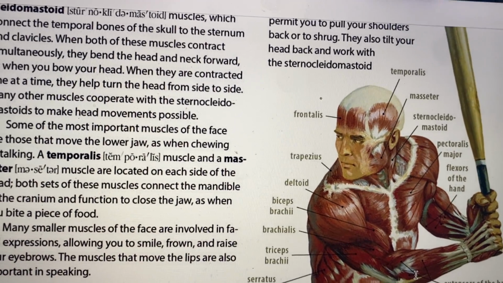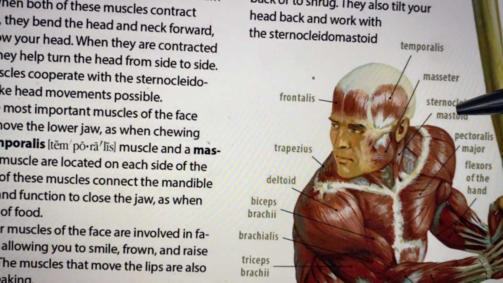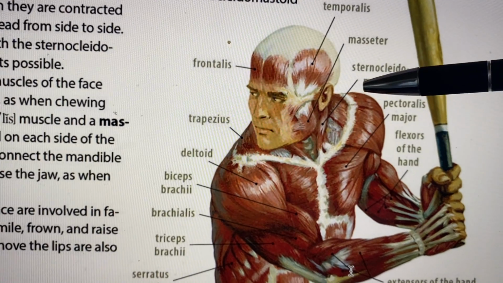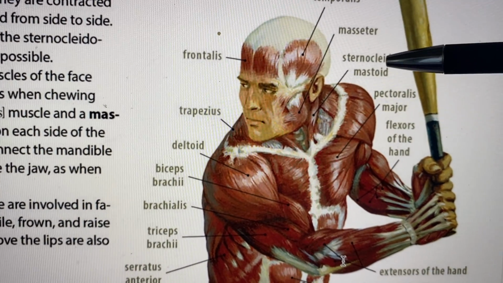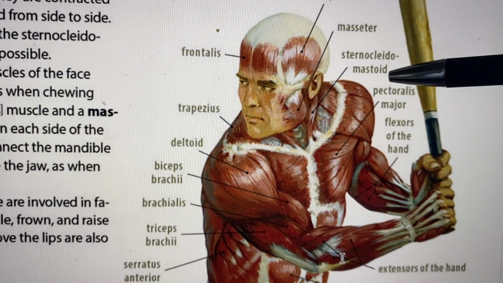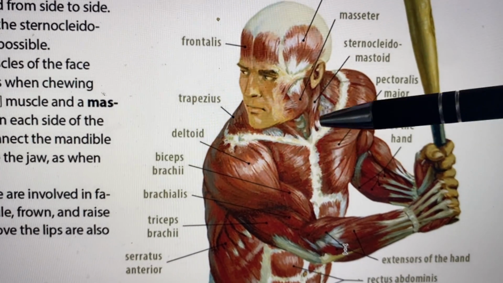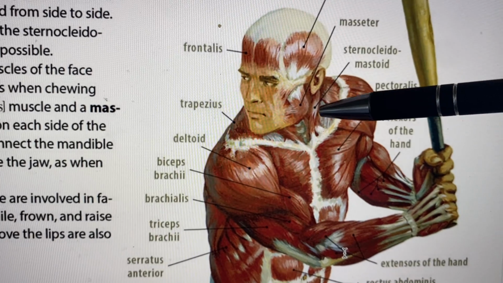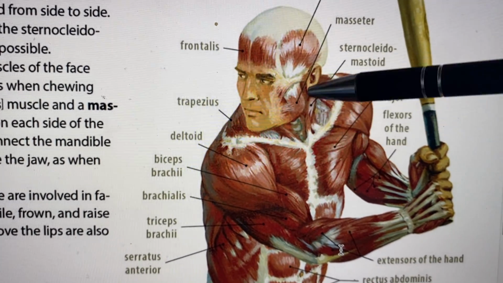And the other one listed here is the sternocleidomastoid. This is kind of funny because it goes by the bones. So it's by your sternum, and it's by your clavicle, cleido, and it's by your mastoid. So it's kind of right down here from your sternum, hooks onto your sternum up, as you see, to the mastoid area there.